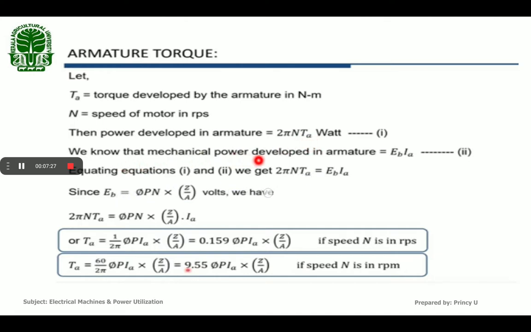We know that the mechanical power developed in armature is already defined: power developed in armature is back emf into armature current, EB IA. The same power developed in armature in terms of torque, so we can equate these two equations. Equating equation 1 and 2, we get 2 pi n TA is equal to EB into IA.